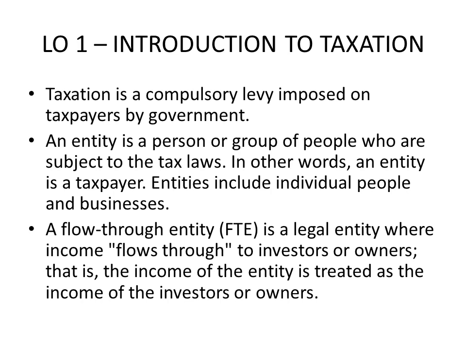Now, let's look at what we call flow-through entities. A flow-through entity is a legal entity where income flows through to investors or owners. We are saying that the income of the entity is treated as the income of the investors or owners. Flow-through entities are also known as pass-through entities or fiscally transparent entities. Depending on the local tax regulation, this structure can avoid dividend tax and double taxation because only owners or investors are taxed on the revenue.